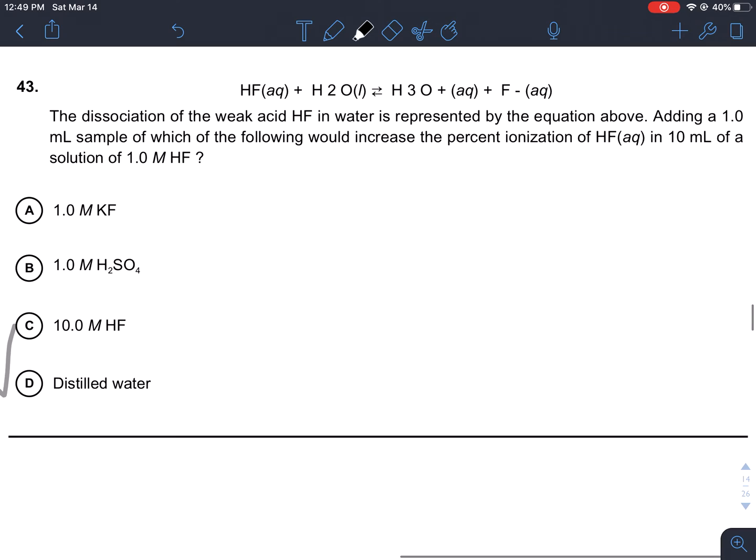All right. The dissociation of the weak acid HF in water is represented by the equation above. Adding a 1.0 milliliter sample of which of the following would increase the percent ionization of HF in a 10 milliliters of solution of 1.0 HF? Okay, so I'm thinking this.